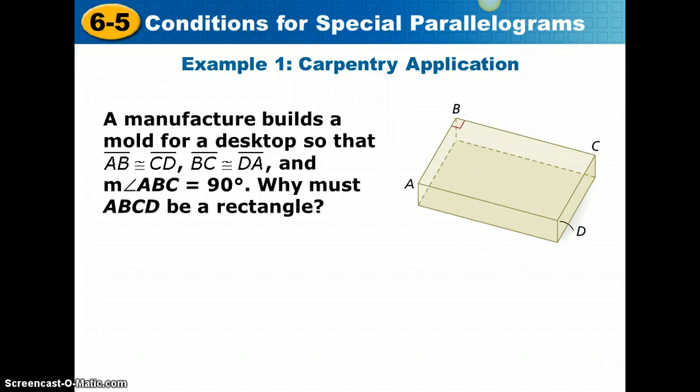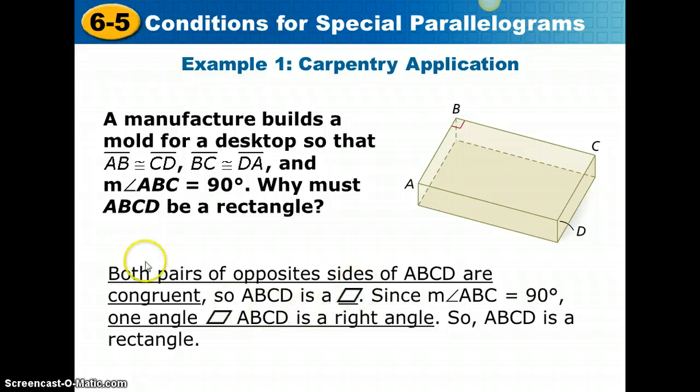Well, we can see that there are 4 sides, so it's a quadrilateral. We need to show that it's a parallelogram with this one right angle. That's what these first two pieces show us. So here's what we should know. Both pairs of opposite sides are congruent, so it's a parallelogram. Since we have a right angle, we have a parallelogram with one right angle, that makes this a rectangle.